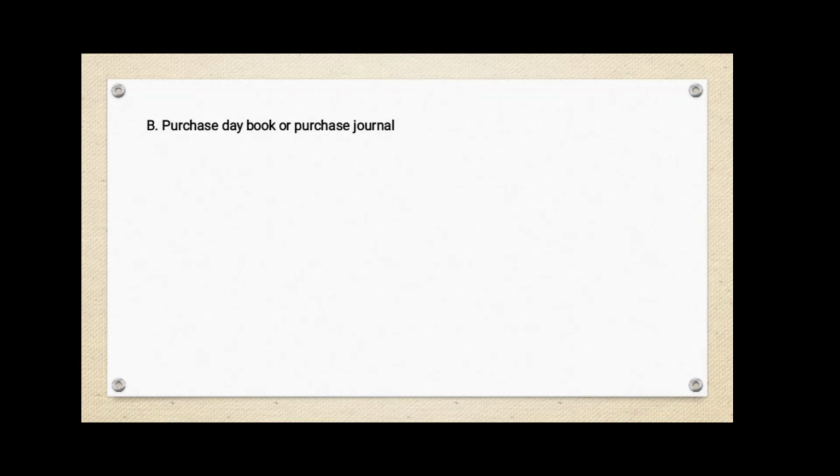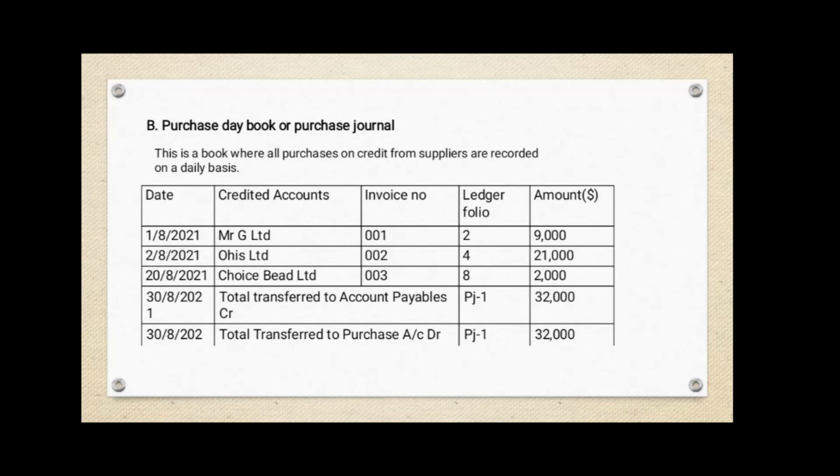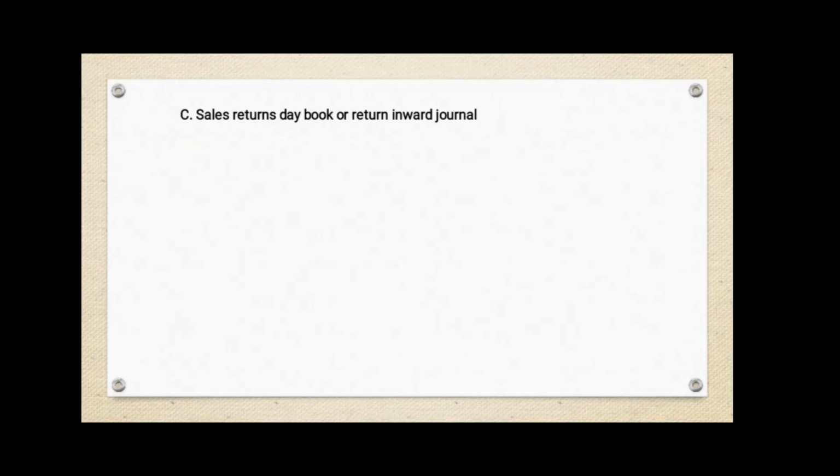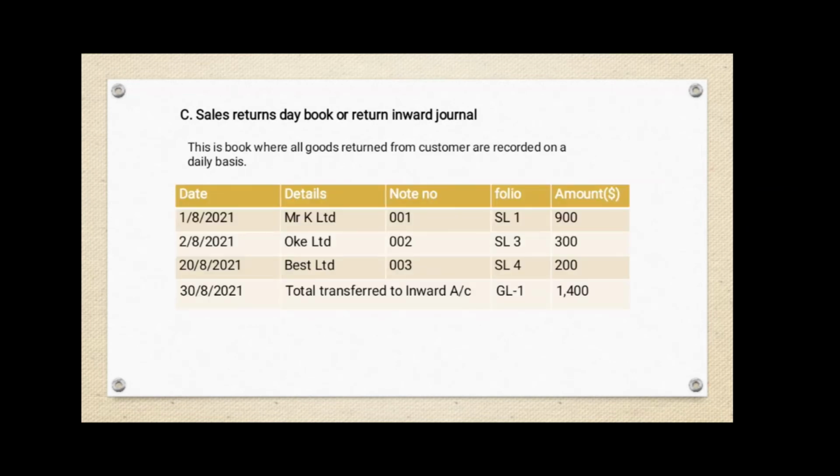B. Purchase day book or purchase journal. This is a book where all purchases on credit from suppliers are recorded on a daily basis. The table below gives a detailed illustration of a purchase day book. C. Sales return day book or return inward journal. This is a book where all goods returned from customers are recorded on a daily basis. Its illustration is given below.